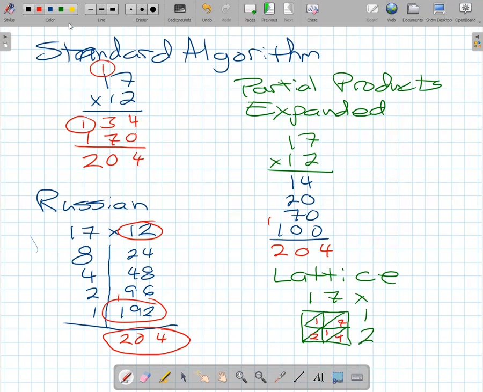In the first diagonal, there's just a 4. In the next diagonal, it's 7 plus 1 plus 2, which is 10. Put the 0, carry the 1 to the next diagonal. 1 and 1 is 2. So that one's pretty cute. I like that a lot.